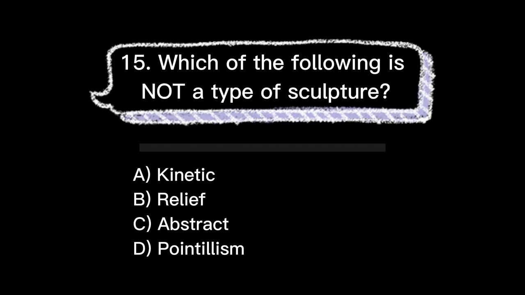Fifteen. Which of the following is not a type of sculpture? A. Kinetic. B. Relief. C. Abstract. D. Pointillism. In 10 seconds, which do you think is the correct answer?